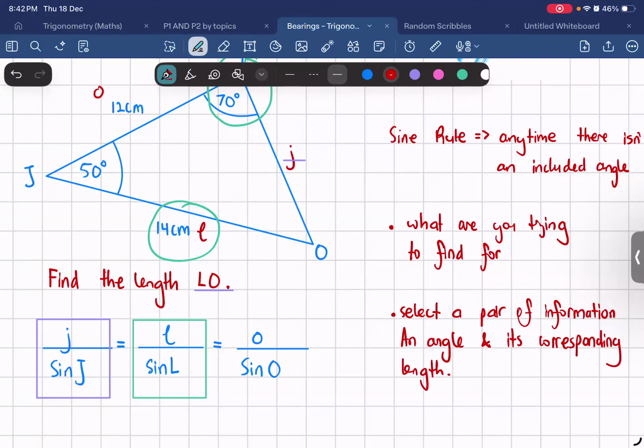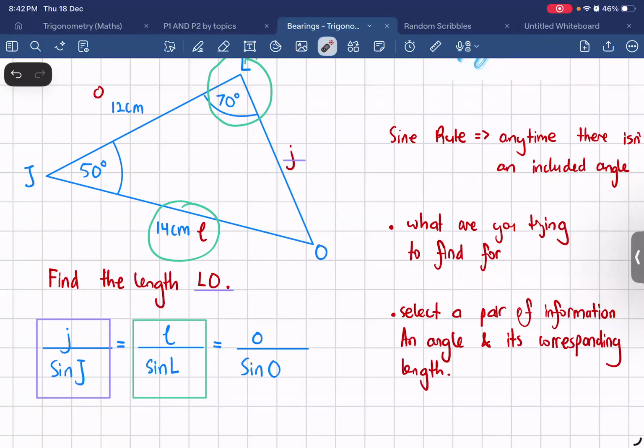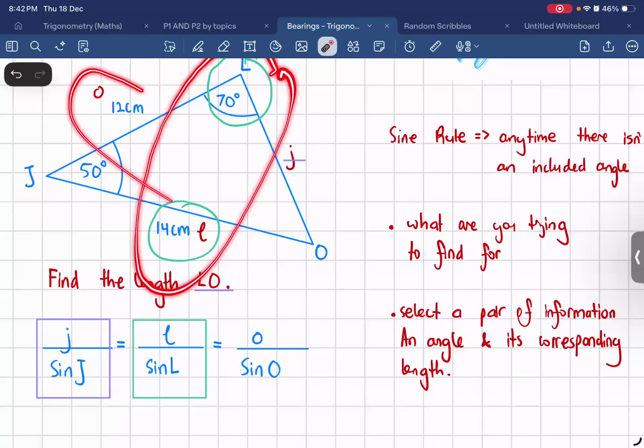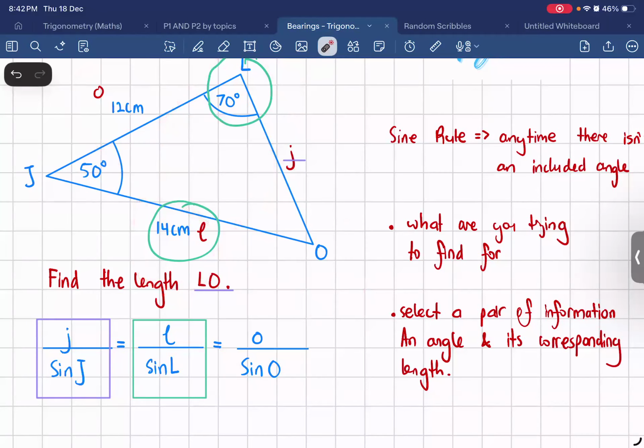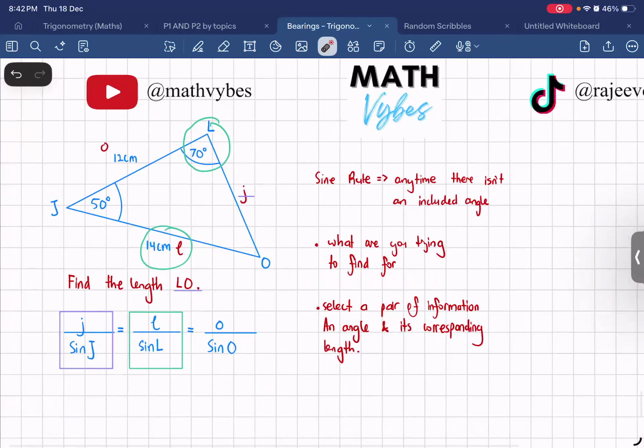Somebody in the Zoom, tell me guys, do we have a pair of information for O? No, we don't, right? Because we don't have the angle. So if you had the angle, you'd have a pair of information for O. And in that case, you could have used either L or you could have used O. But in this case, we could only use L, right? Because L is the only pair of information we have.